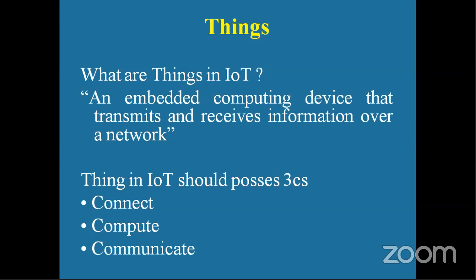Now let us try to understand exactly what a thing in IoT is. By definition, it is an embedded computing device that transmits and receives information over a network. A thing in IoT should possess 3 C's. It should be capable of connecting, it should be capable of computing, and it should be capable of communicating. The 3 C's in a thing are important. It should be able to connect, compute, and communicate.